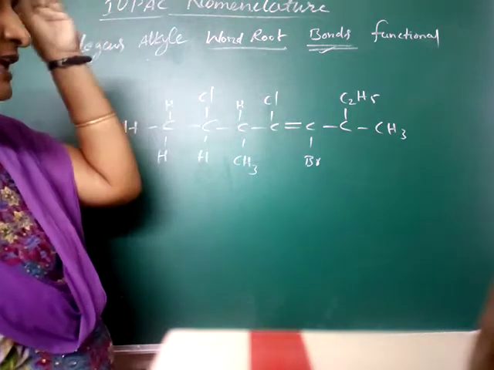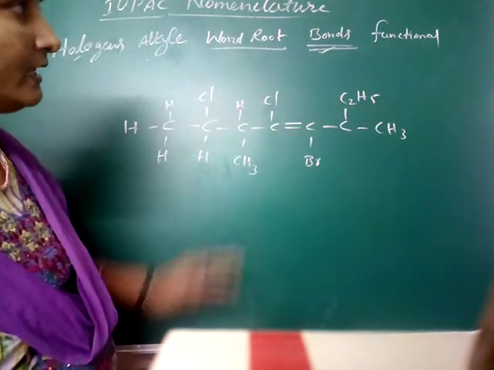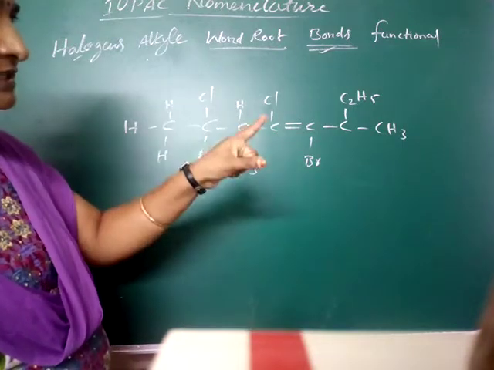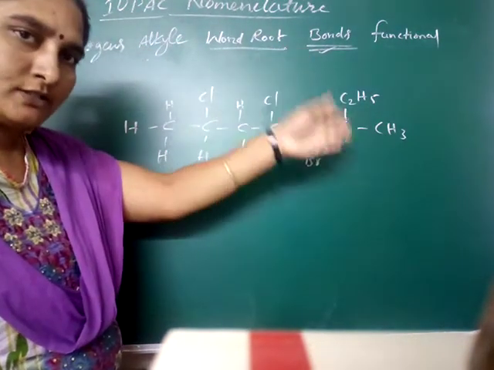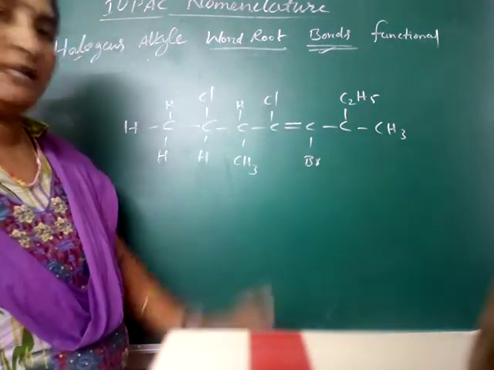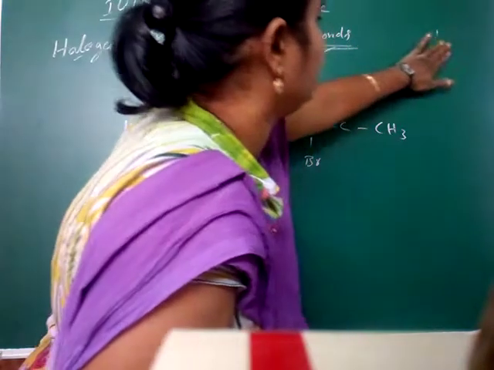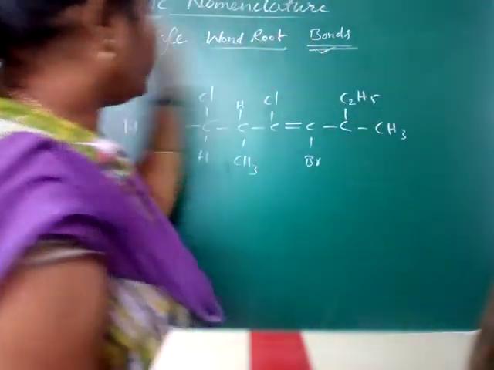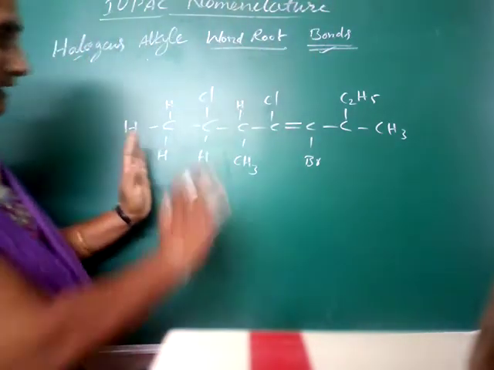First, if there is no functional group in the organic compound, then you leave it. If there is a functional group, you have to give priority to the functional group, and numbering also has to start from the functional group. We already discussed this. If there is no functional group, you leave that. Only halogens, alkyls, and bonds like this are present.